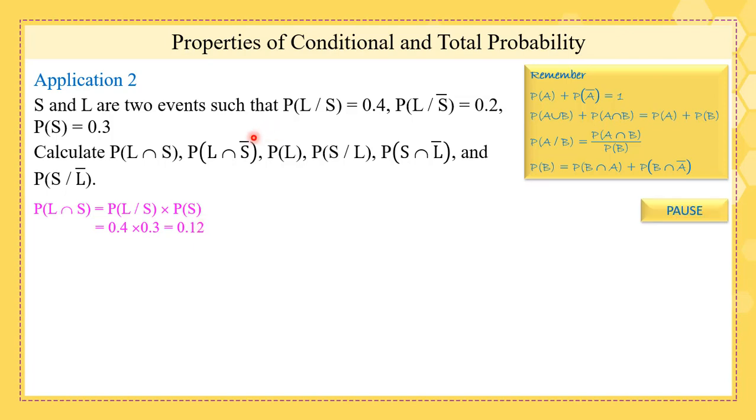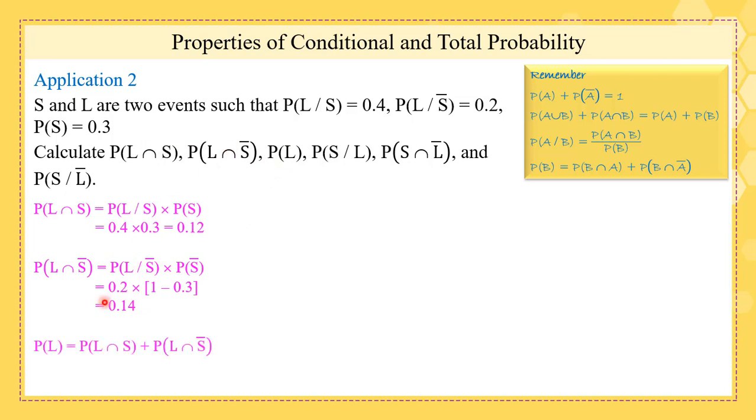Try to see the second one. So similarly here, the probability of L intersection S bar is the probability of L given S bar times S bar, and we know the probability of L given S bar, and we know that the probability of S bar is 1 minus the probability of S, and this is what we get. Now the probability of L, after knowing all of these properties, it's clear that the probability of L is L intersection S plus L intersection S bar. So we use these two results in order to get 0.26.